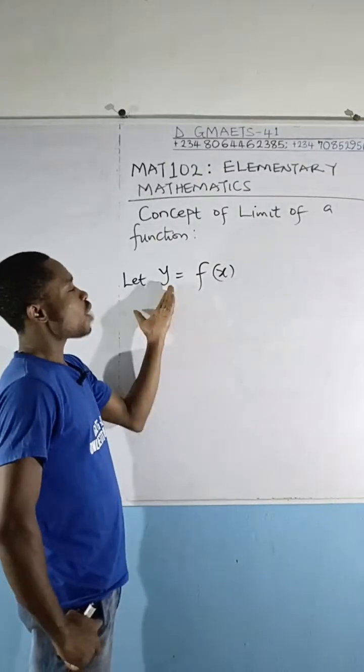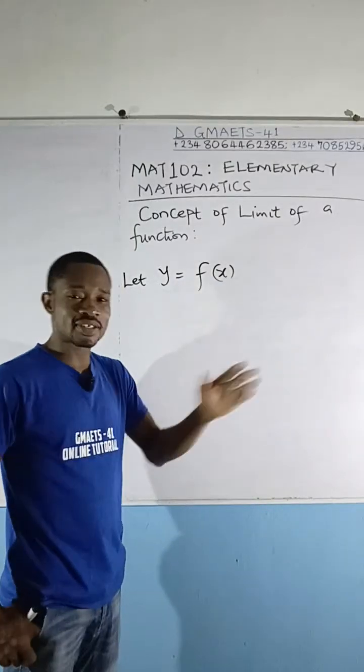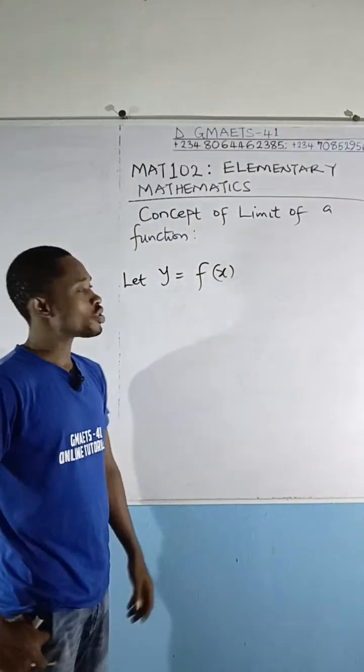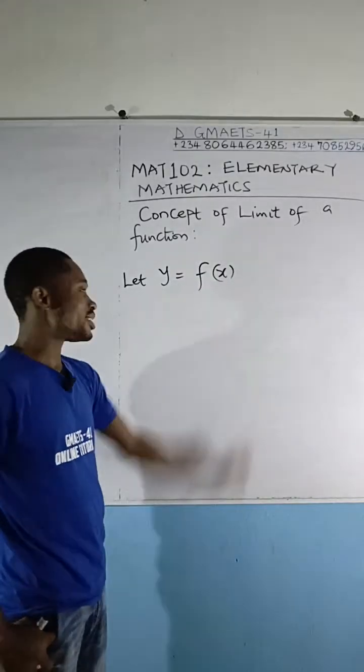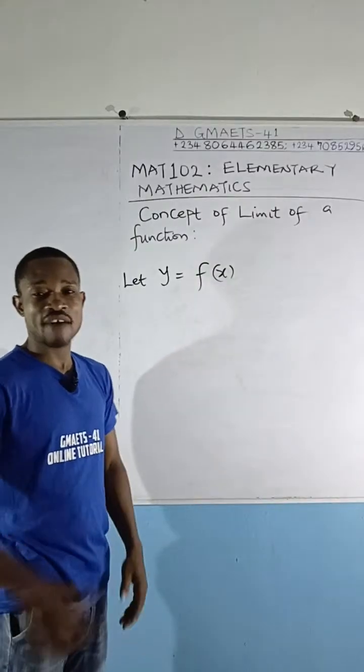So you are giving y to be equal to a function of x. So y depends on x. That's just the meaning of this. I can ask you, find the limit of this function as this independent variable approaches a particular value.